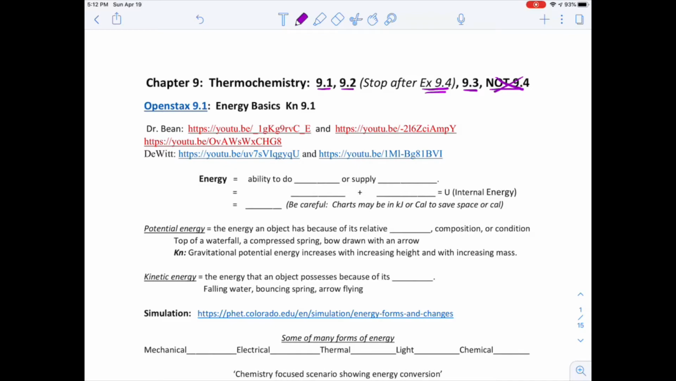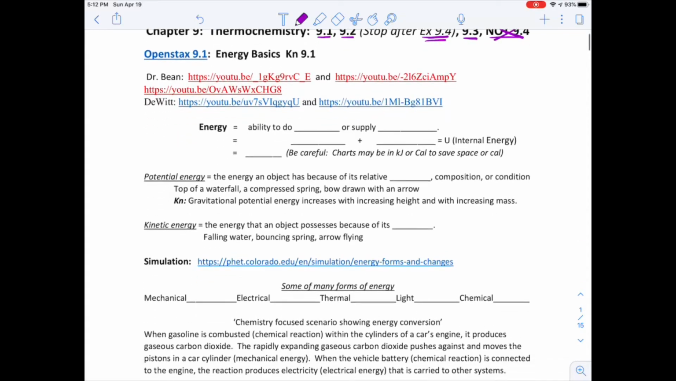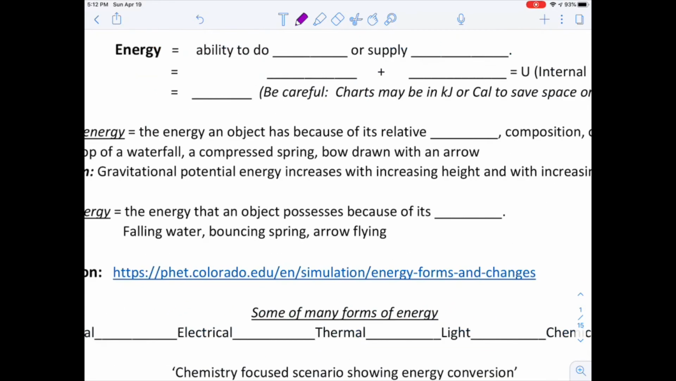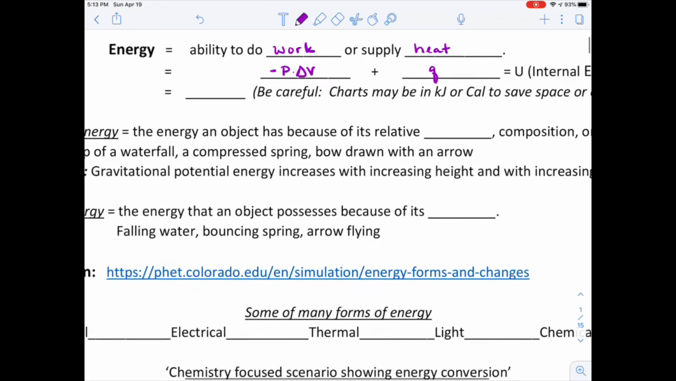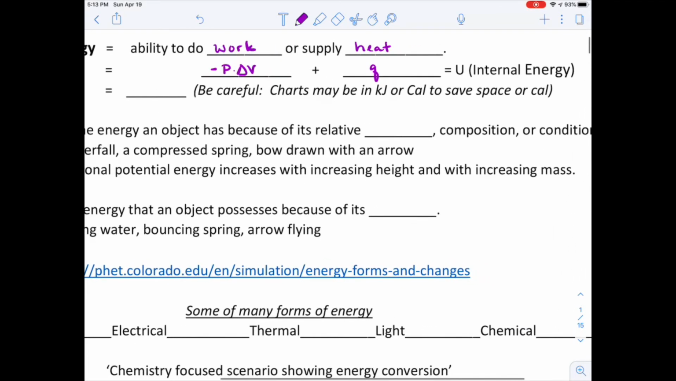So 9.1. This whole section is all about energy. Energy is the ability to do work or supply heat. The formula for work is negative P for pressure times change of volume. The formula for heat is Q. And when you add those two terms together, and I know it's negative, but you're still adding, you're going to get your total internal energy, and the symbol we use for that is a U.